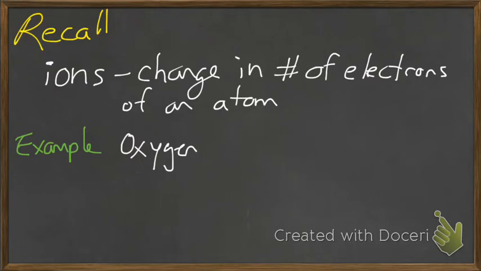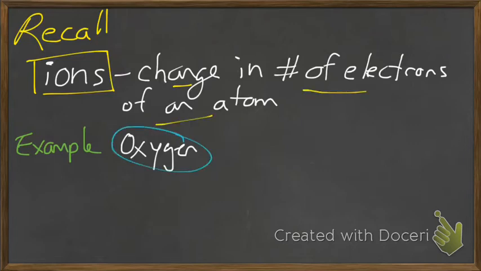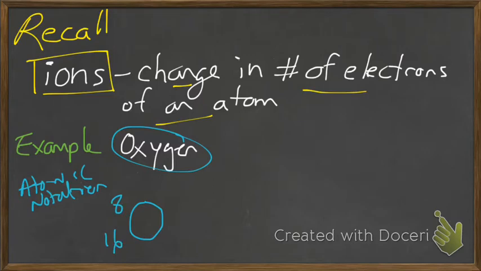Okay, recall. Ions. Talked about ions previously. An ion is the change in the number of electrons of any atom. Really simple example, oxygen. If I were to draw oxygen's atomic notation, oxygen, I believe, is the 8th element, has a mass of 16. So that means it has 8 protons, 8 neutrons, and if it's balanced, 8 electrons.